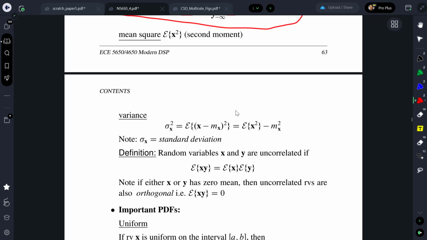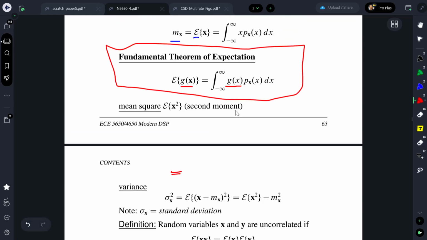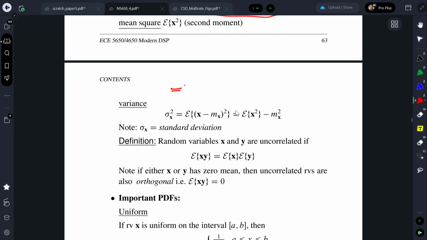We're given here the definition of the variance. The variance is the expected value of x minus mx quantity squared. That's the definition. It's also called the second central moment. It's called central because we're taking x and subtracting the mean from it, and it's the second moment because we're taking the quantity squared. So how can we think about probability theory and the fundamental theorem of expectation?